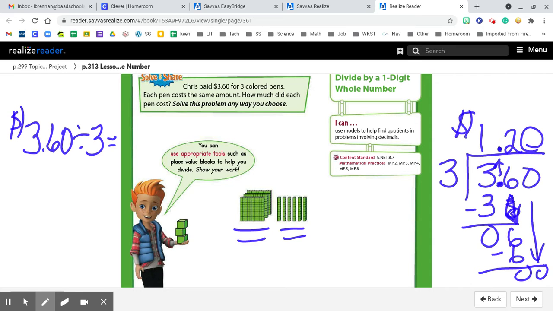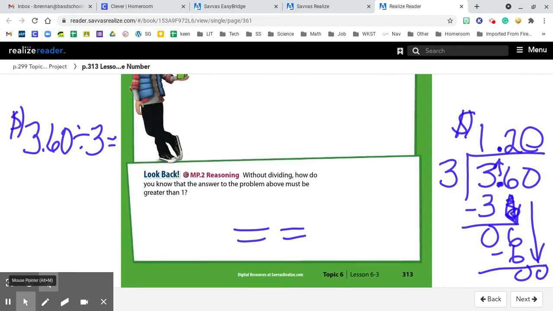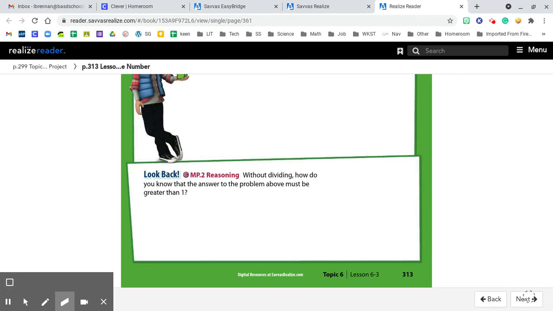So we do not have our manipulatives at home, so that's why we're kind of skipping this lesson. But if you chose to do it, there we go. And that's using the division algorithm.